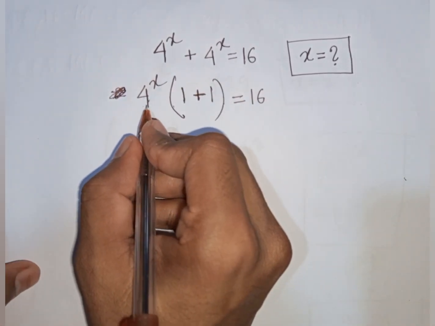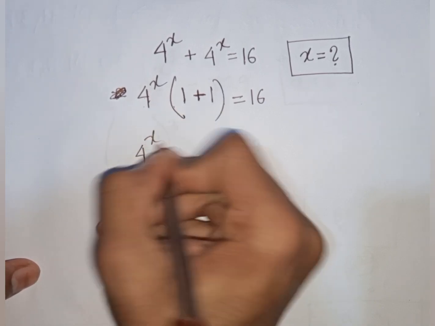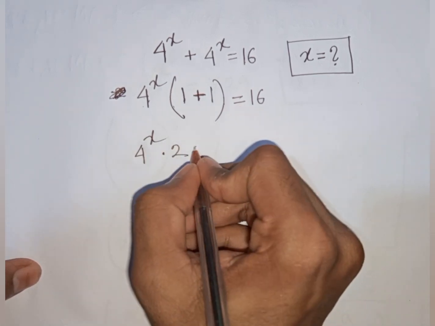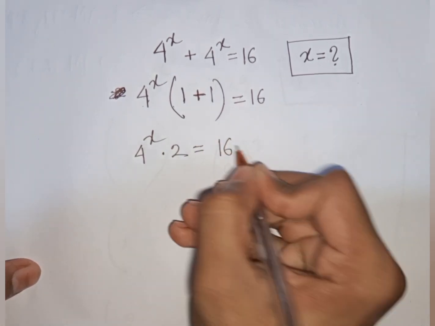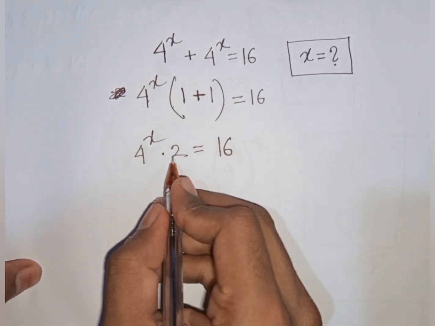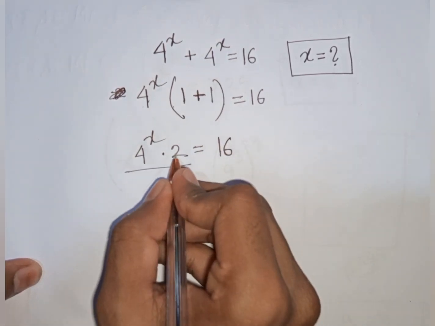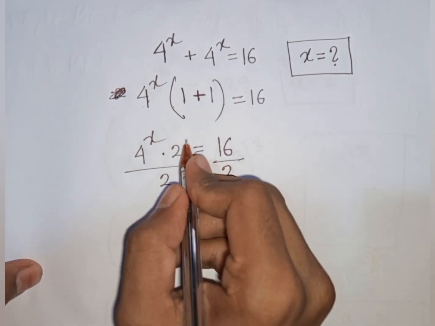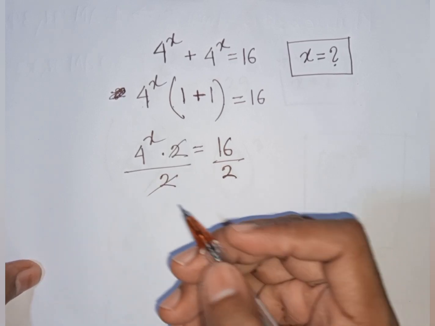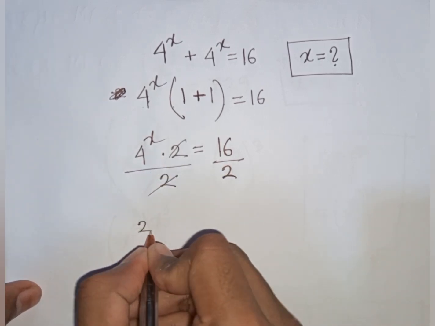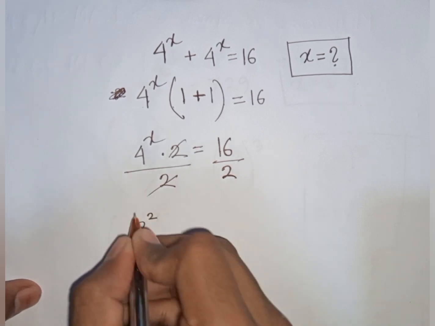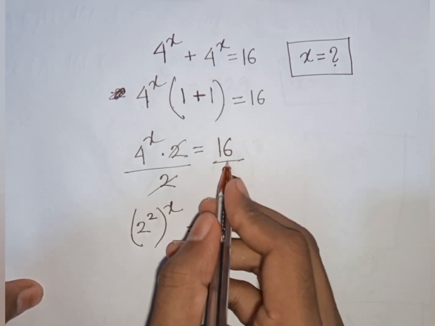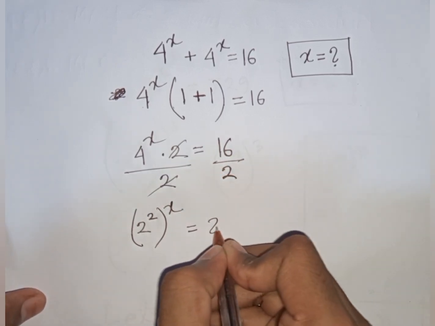Now we have 4^x times (1 plus 1), that means it will be 2, is equal to 16. Now we divide by 2 on both sides. So this 2 will be cancelled. Now 4^x is the same as (2^2)^x is equal to 16 divided by 2, that means it will be 8.